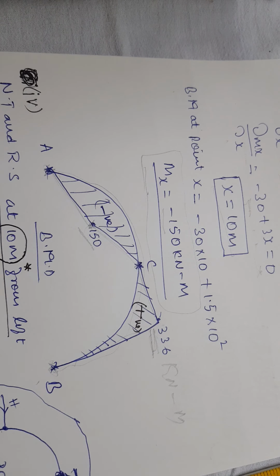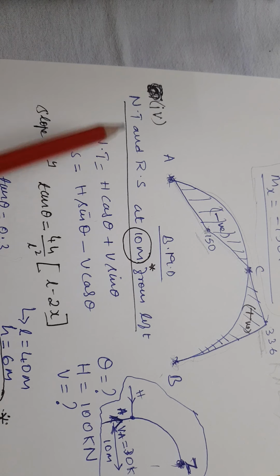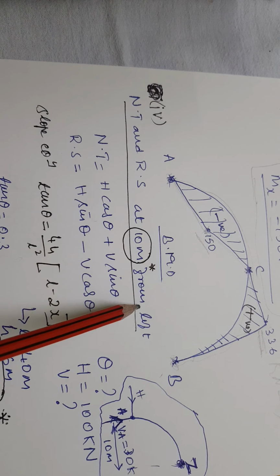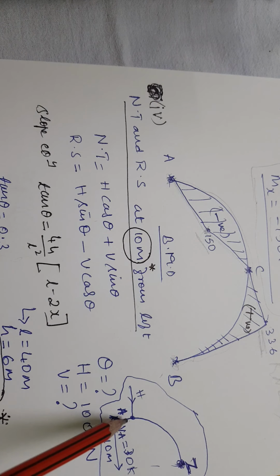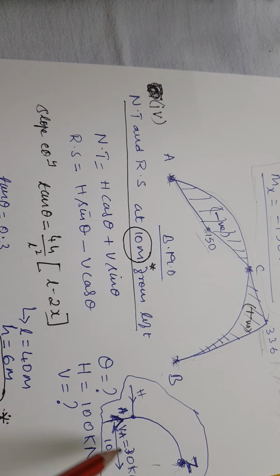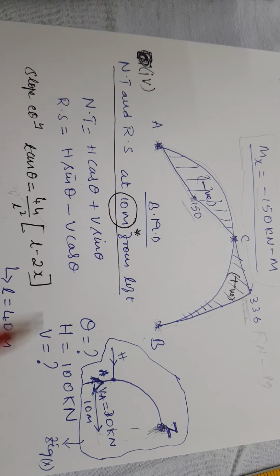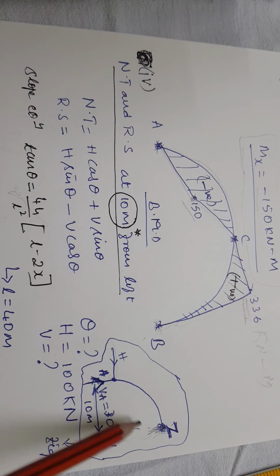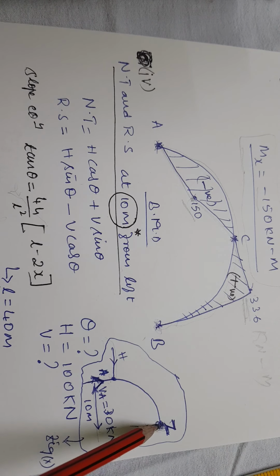After drawing the bending moment diagram, the next step is to find the normal thrust and radial shear. As given in the question, you have to find the normal thrust and radial shear at 10 meters from the left hinge. Keep that in mind. Left means point A, and I am considering here to here as a 10 meter distance, and I am considering this vertical length as Z. So this is the point where we are finding the normal thrust and radial shear, on the left side of the arch.